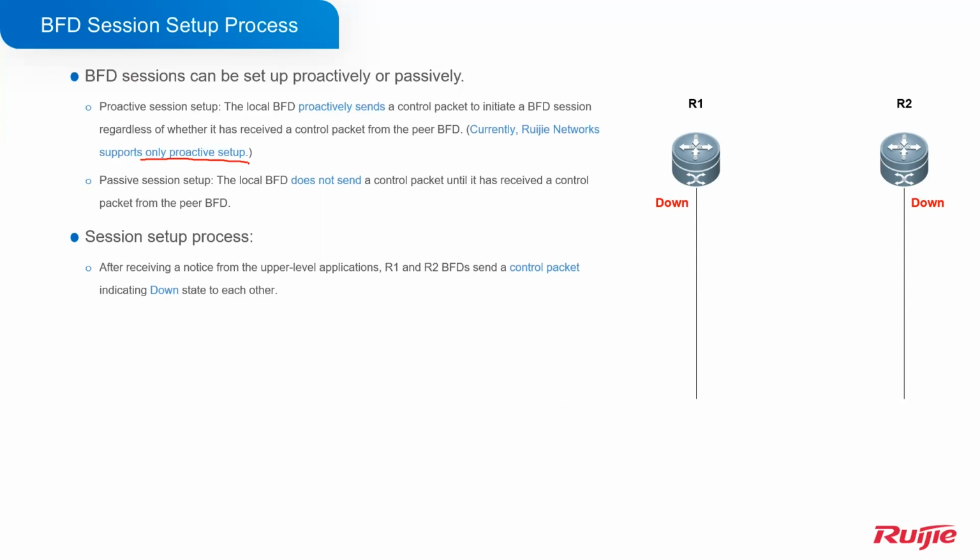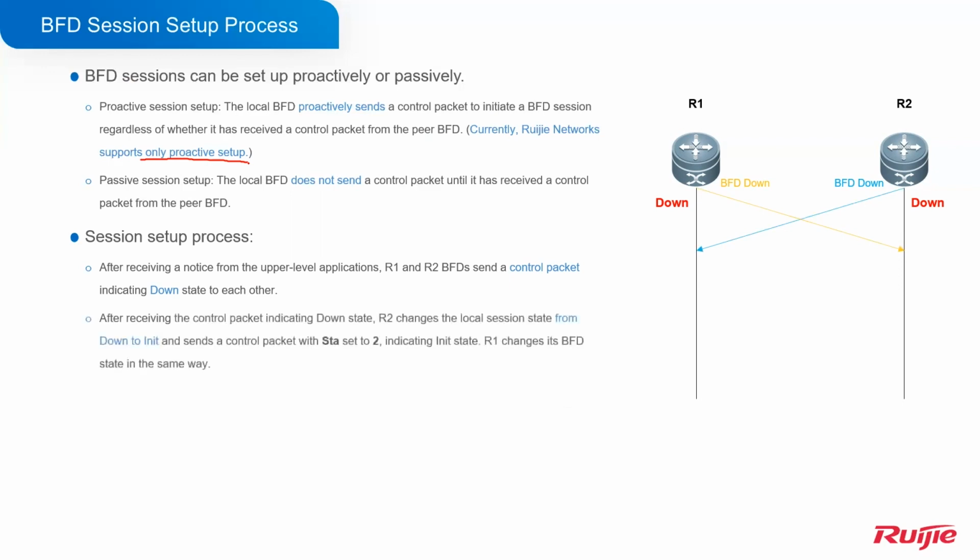After receiving a notice from the upper layer applications, for example, from OSPF, R1 and R2 BFDs send a control packet indicating down state to each other. You can see that right now both R1 and R2 are in the BFD down state, and they will send a control packet to each other. After receiving the control packet indicating down state, R2 changes the local session state from down to init. And R1 is the same, from down to init.